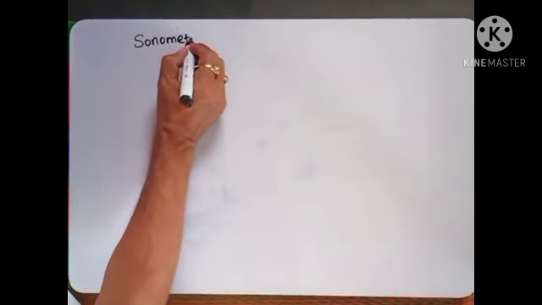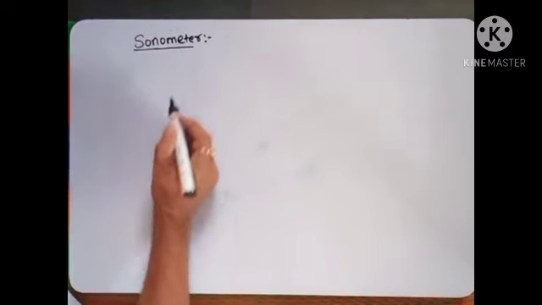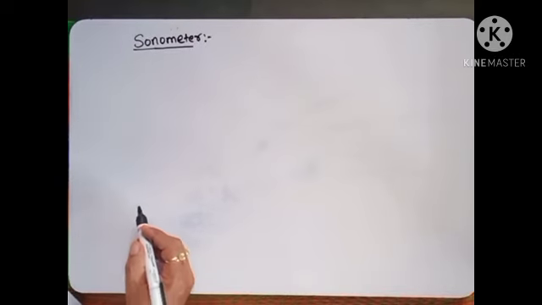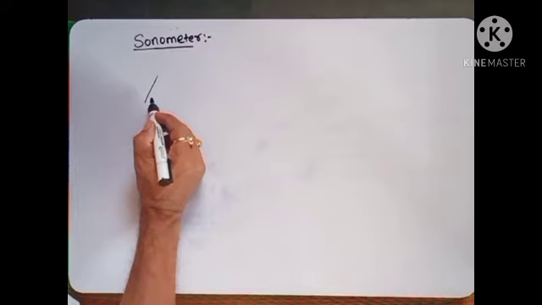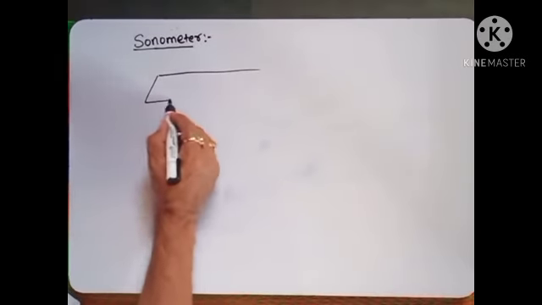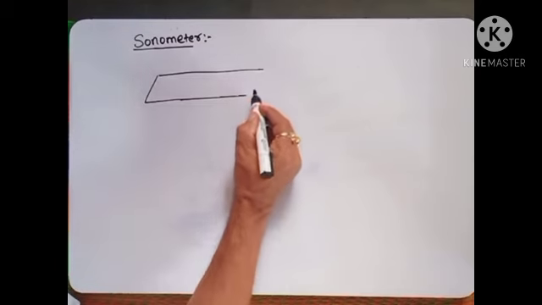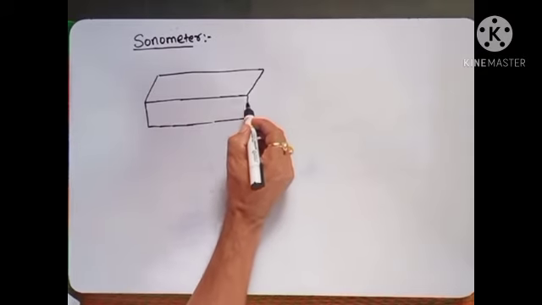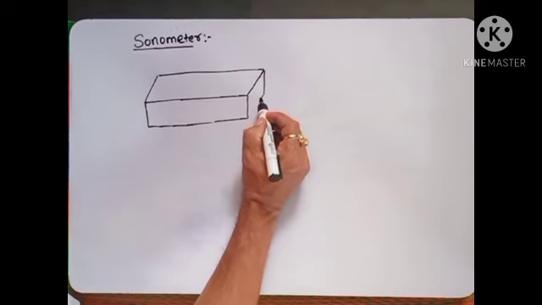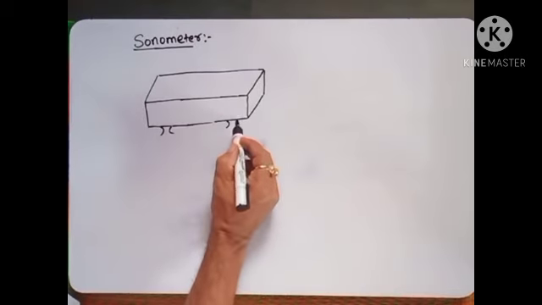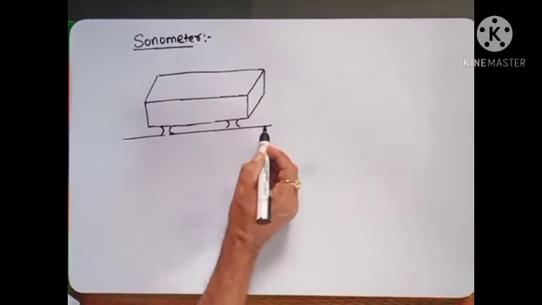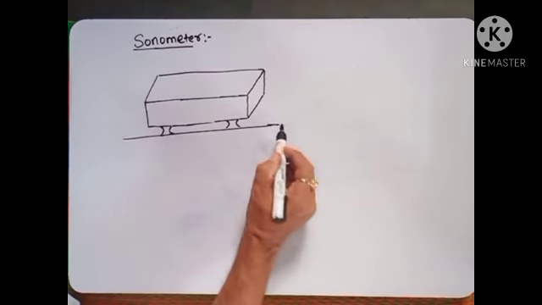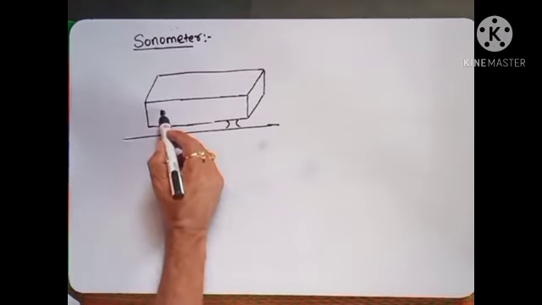That is the sonometer. See here, sonometer: this is a hollow wooden box. Suppose I will draw the diagram here. Hollow wooden box. This is the table. Now here, this is the hollow wooden box.